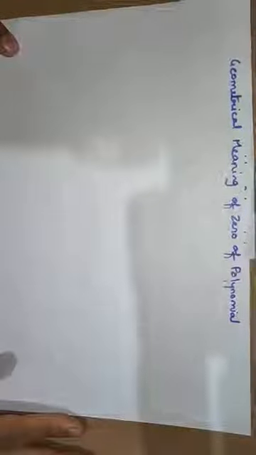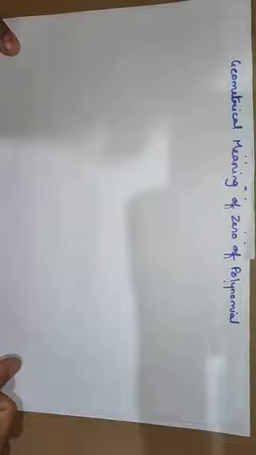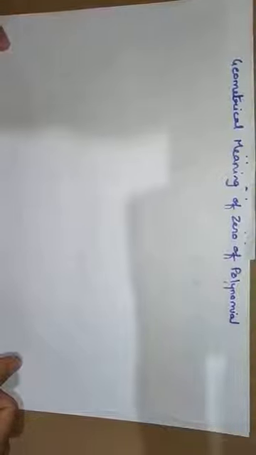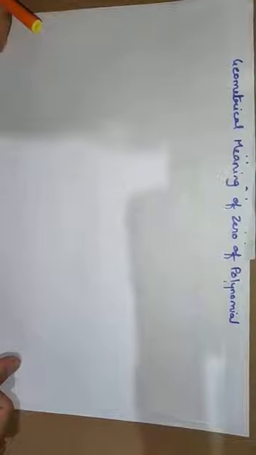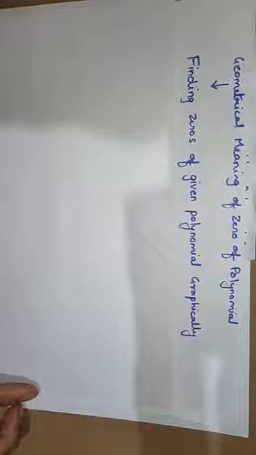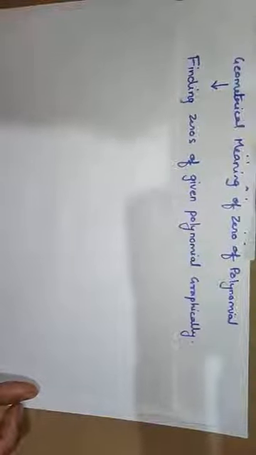Hello students, today's topic is geometrical meaning of zero of polynomials. On this topic we'll solve exercise 2.1 also. So what does the term geometrical mean? Geometrical means graph. Here you can see finding zeros of given polynomial graphically.